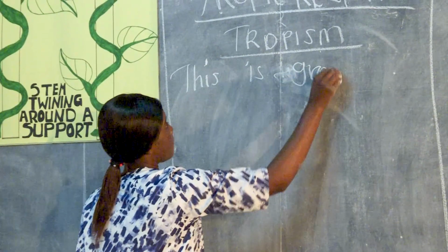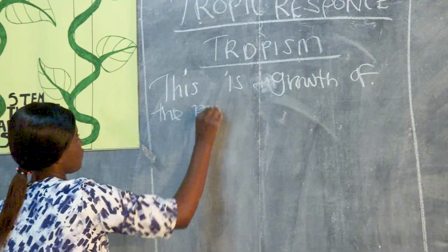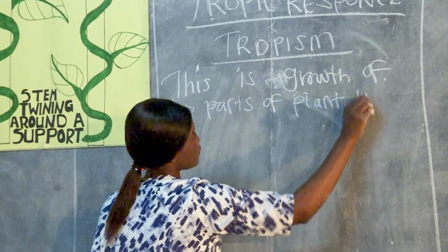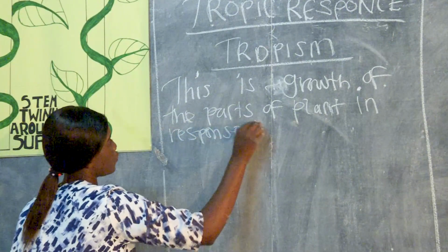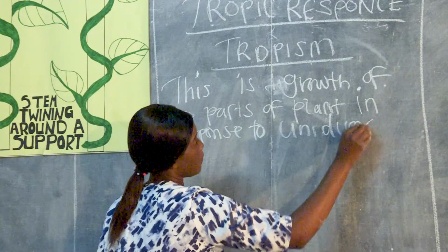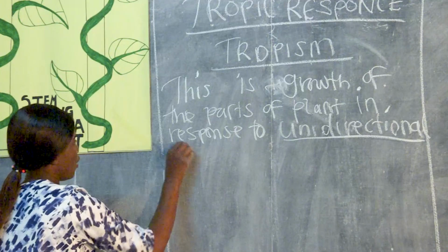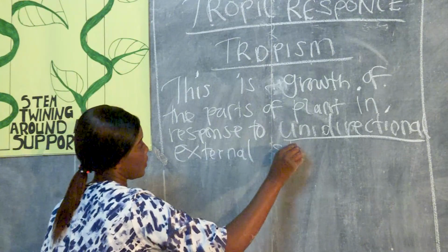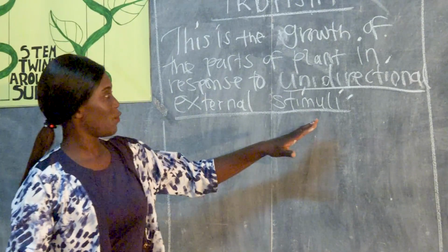This is the growth of the parts of a plant in response to unidirectional external stimuli. So there's one big word right there.